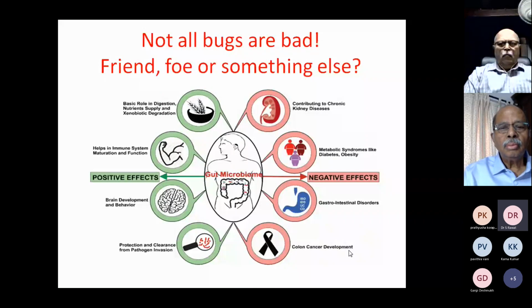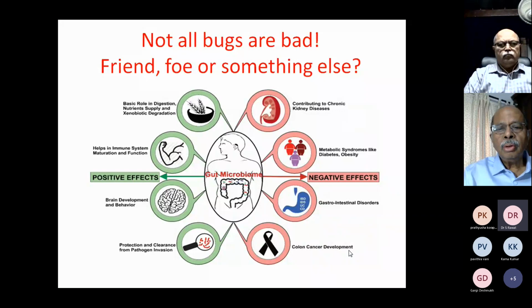So here in this slide, on one side we see so many diseases which might be because of the disturbance of the microbiota, like kidney diseases, various metabolic syndromes which we are facing badly today, diabetes, obesity, gastrointestinal disorders, to name a few.